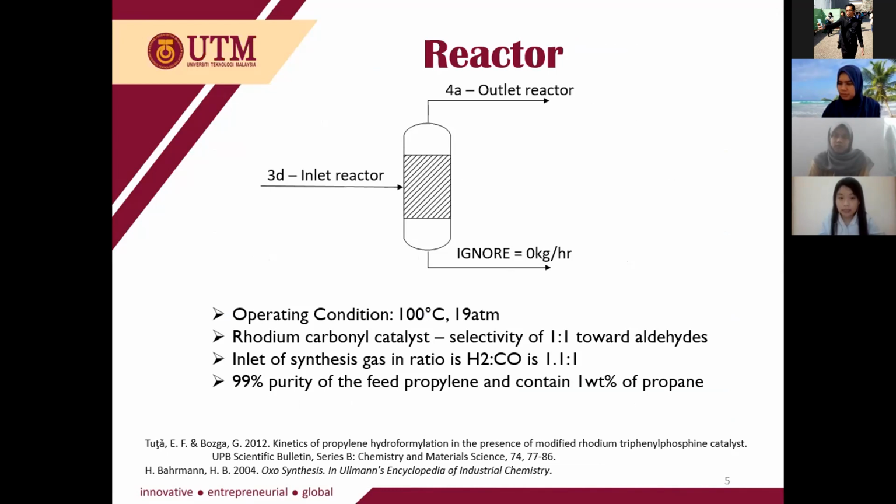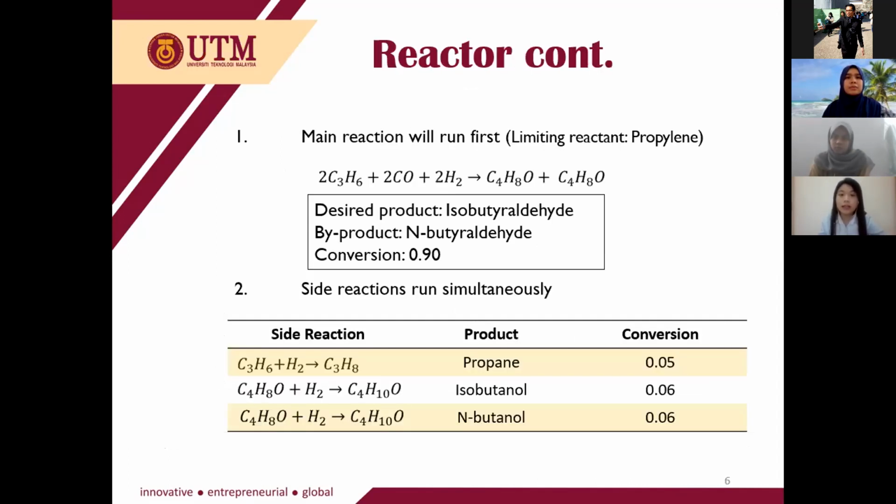toward the aldehyde, and the inlet of the synthesis gas ratio, hydrogen to carbon monoxide, is 1:1, and 99% purity of the feed propylene, which contains 1 weight percent of propane. And the reaction carried out in the reactor, the main reaction will be run first. So the equation is the propylene reacts with CO and H2, we get the desired product isobutylaldehyde, and byproduct n-butylaldehyde, and the conversion is 0.9, where the limiting reactant among the raw materials is the propylene.